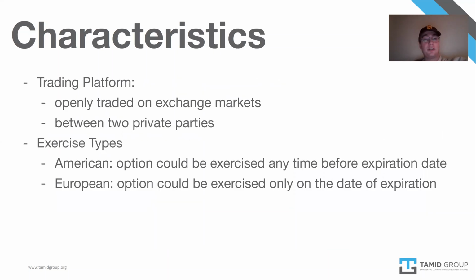So the characteristics: we'll start with the trading platform. Options, just like stocks and other securities, are openly traded on exchange markets, and it's usually between two private parties. There are two exercise types. The first one is an American option, and that's essentially where you can exercise at any time before the expiration date. So if you assume a huge profit and you don't want to risk it going back down, you can exercise that before the expiration hits. And there are European options, which can only be exercised at the date of expiration.